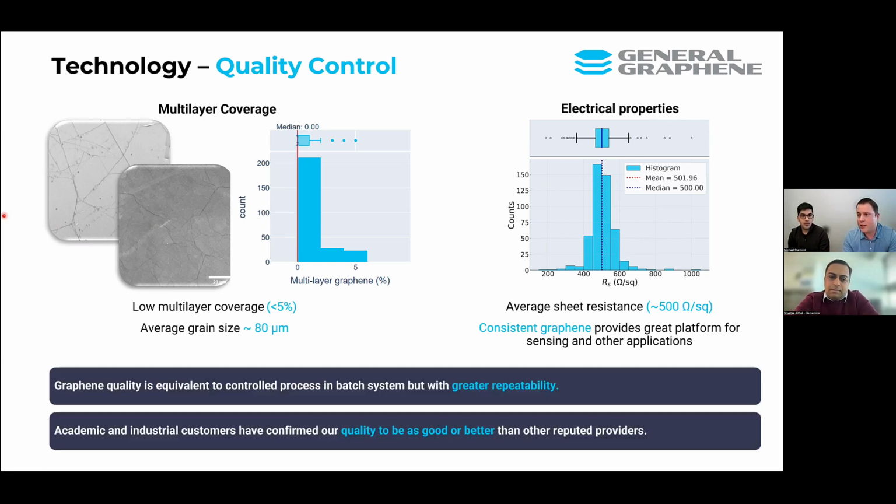Our graphene quality, we find, is equivalent to a more controlled batch process in a tube furnace, but we find that we have greater repeatability in our industrial scale CVD system. And we have many collaborators in the academic and industrial space who have confirmed our graphene quality to be as good or better than many reputed providers. So this is something that we're quite proud of.